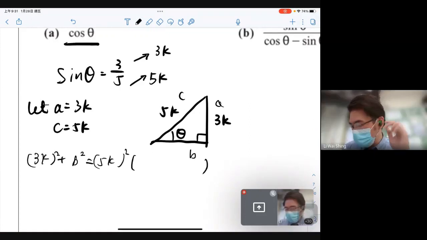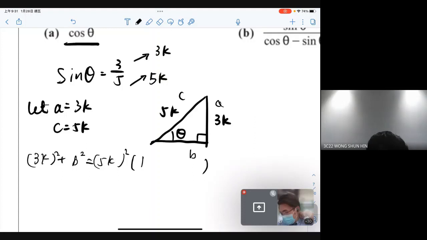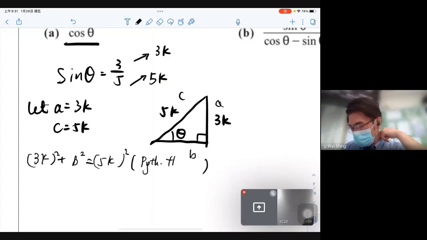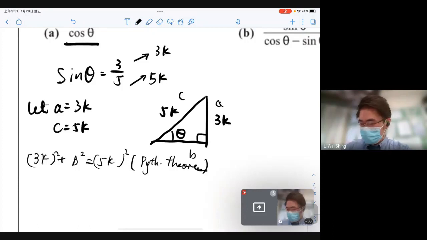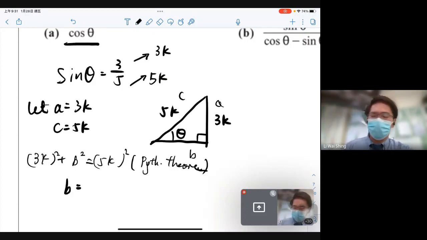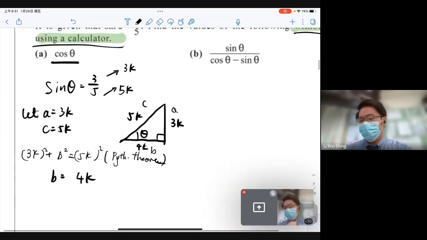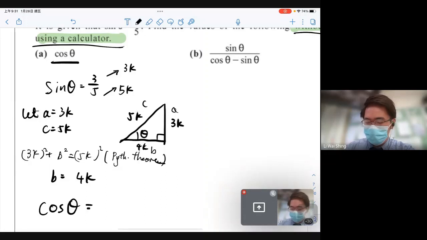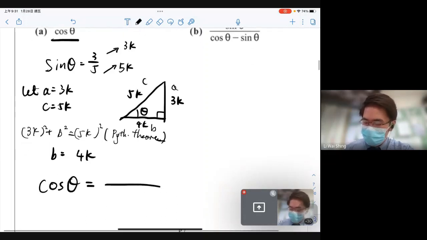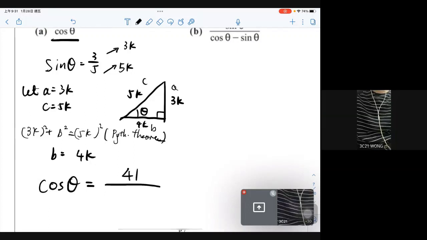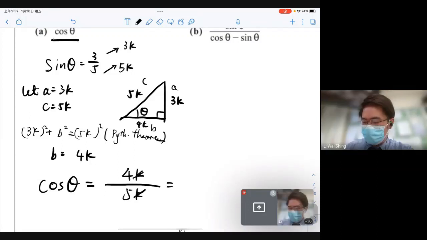By using Pythagoras' theorem. Thank you, my boy. Okay, so B is equal to 4k, I suppose. Once you get that it is equal to 4k, can you help me to find cosine theta? What is cosine theta? 4k divided by 5k, which is equal to 4 over 5.